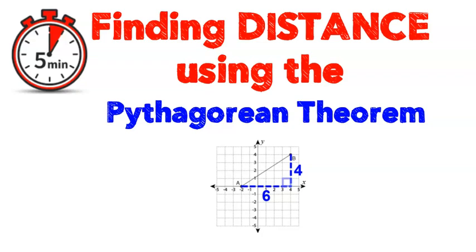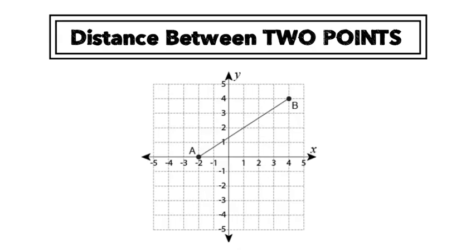Finding distance using the Pythagorean theorem in 5 minutes. In order to find the distance between 2 points on the coordinate plane, you cannot measure it diagonally. Instead, you have to use the Pythagorean theorem by creating a right triangle. Let's get started.